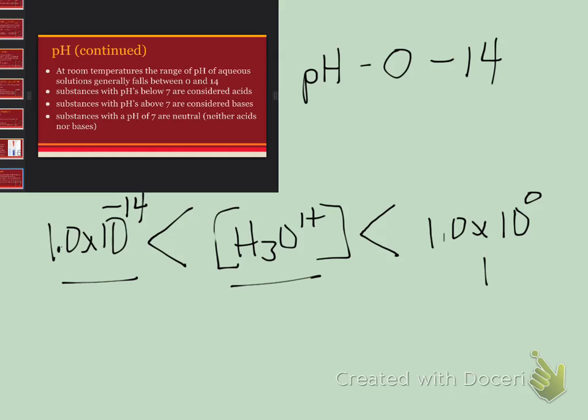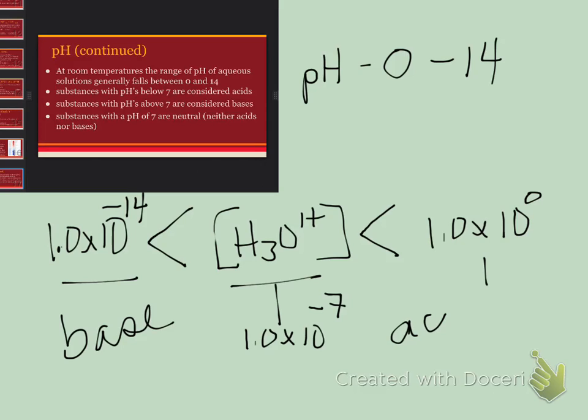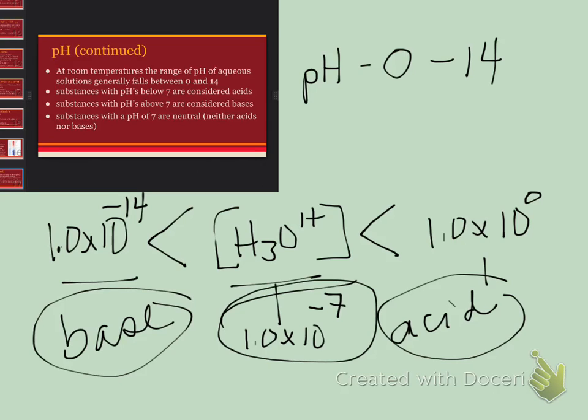So this neutral ground is 1.0 times 10 to the what? Negative 7th. So anything that's over here is a base. Anything that's over here is an acid. Okay? And anything that's right in this territory is neither base nor acid. It's neutral. So these are pHs from 14 down to just above 7, and these are from just below 7 down to a pH of 0.